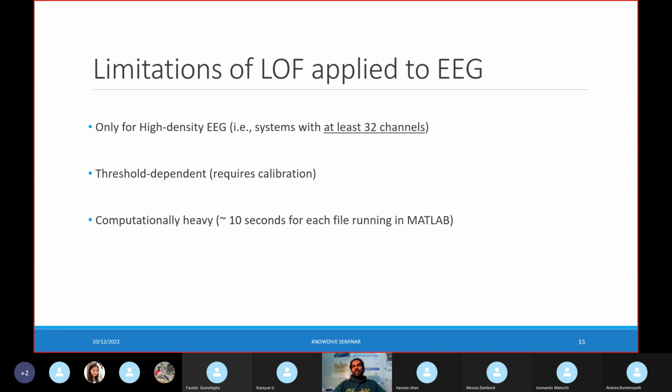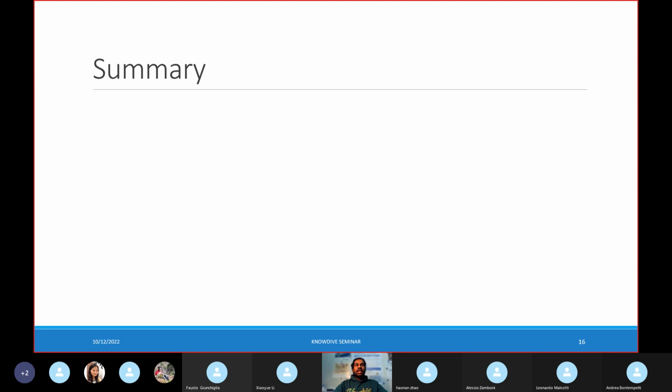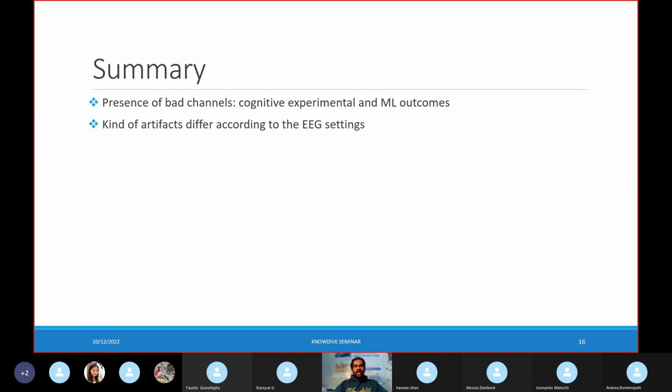But since it's an offline algorithm, I think it should be fine. So to summarize my talk, the presence of bad channels can affect the cognitive, experimental, and machine learning classification outcomes because the data acquired using these channels are not really related to the brain. The kind of artifacts differ according to the EEG settings, the population that we are studying, and the kind of application that we are working on.